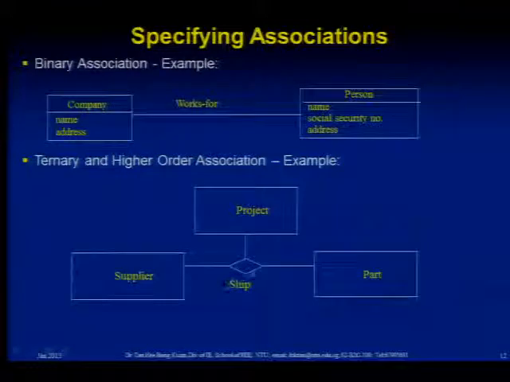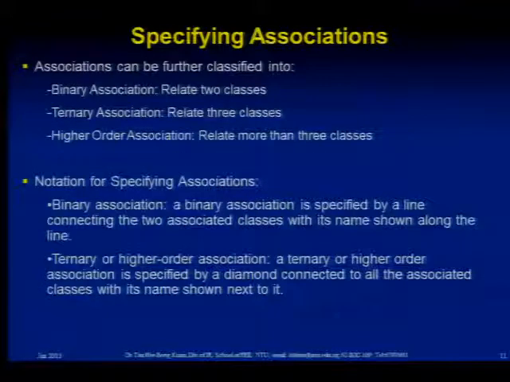We write the name of the association next to the diamond. This is the way to specify ternary associations. Higher order association is also specified in the same way. Also use a diamond. If you have an association associating four classes, then again we draw a diamond, connect the diamond to all four classes, and write the name of the association next to the diamond.